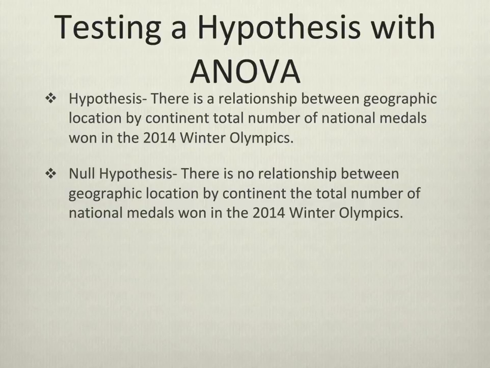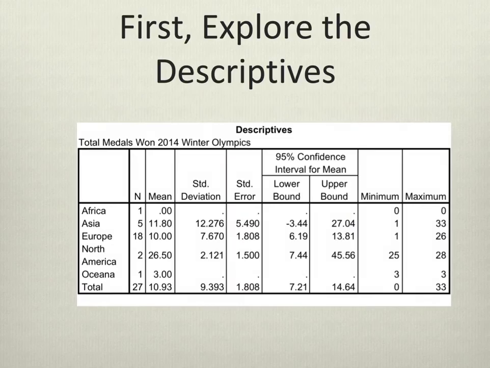So let's take a look at an example. I hypothesize that there's a relationship between geographic location by continent and the total number of national medals won in the 2014 Olympics. The null is that there's no relationship between geographic location by continent and the total number of national medals won in the 2014 Olympics. In lab, we'll go over how to run an ANOVA and how to take a look at the descriptive statistics and run Levene's homogeneity of variance test.